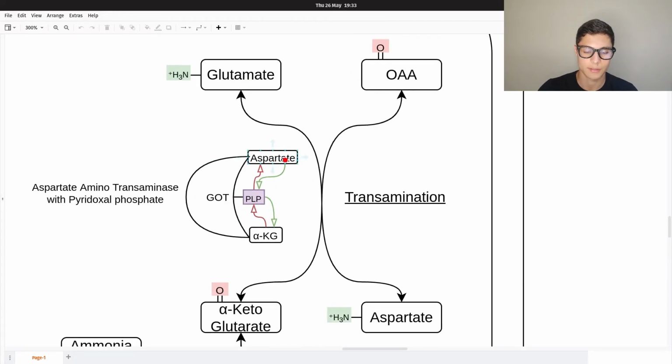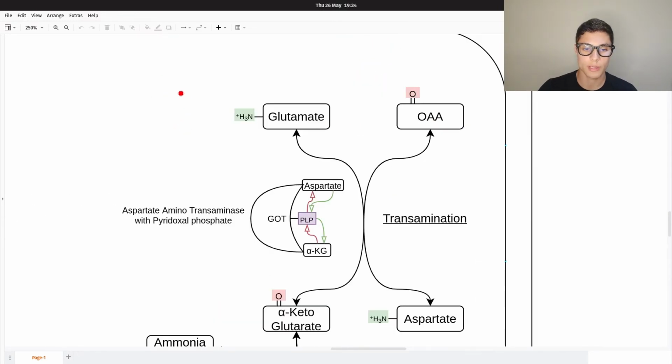Aspartate gets bound to the enzyme and then it's going to give its amine group to the pyridoxal phosphate, and then pyridoxal phosphate is going to give it to the alpha-ketoglutarate, creating glutamate. At the same time, the alpha-ketoglutarate is going to give its keto group to the pyridoxal phosphate, which will deliver it to the aspartate, creating the oxaloacetate.